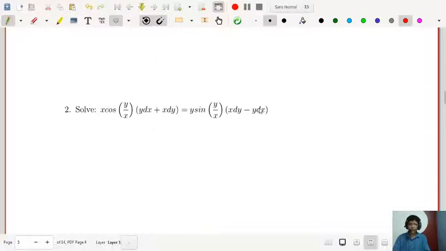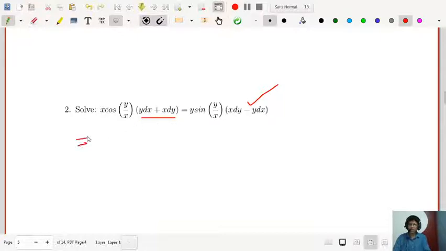Okay, so this expression is actually in the table. There are so many integrating factors. There are 3 integrating factors for this expression: 1 by x square, 1 by x square plus y square, and 1 by xy. And look at that, this can be written directly as d of xy.